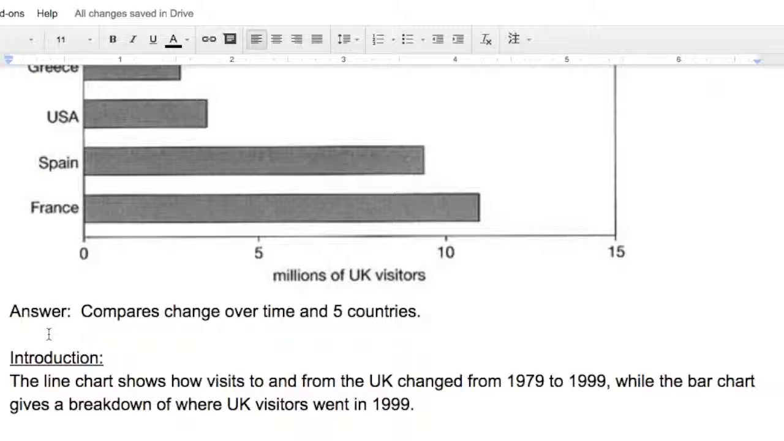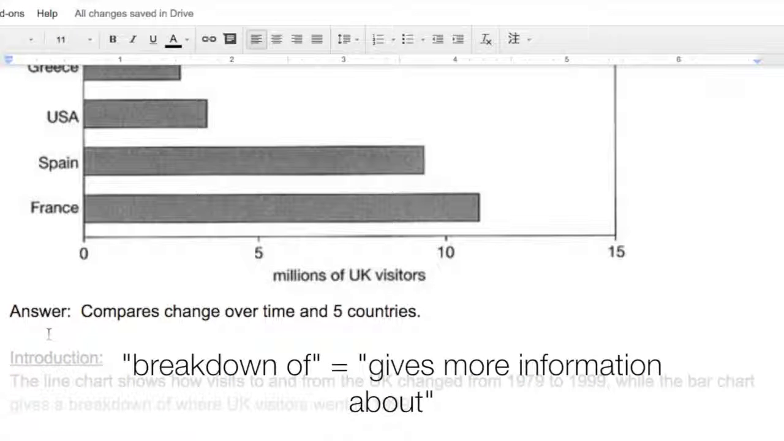The line chart shows how visits to and from the UK changed from this time to this time. And then this one shows something different. While the bar chart gives a breakdown of where UK visitors went in 1999. It gives a breakdown. It gives more information. We can change that if you like.